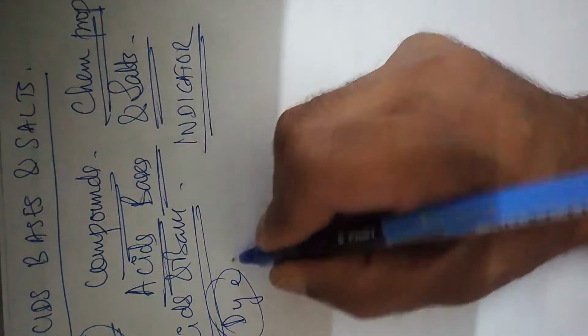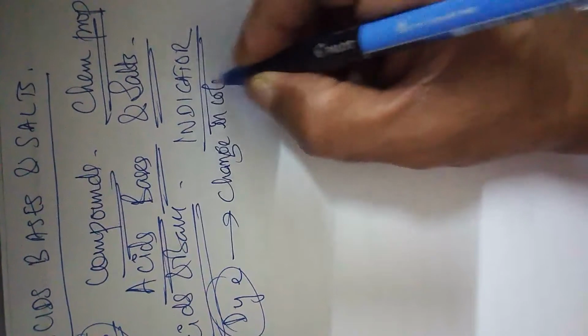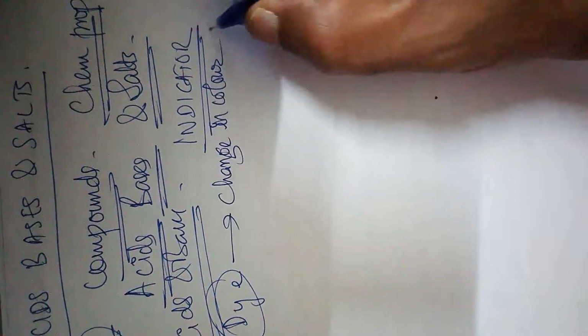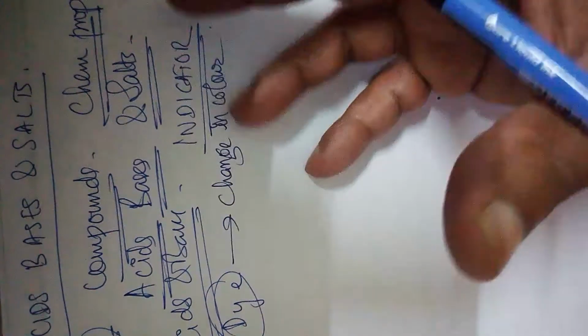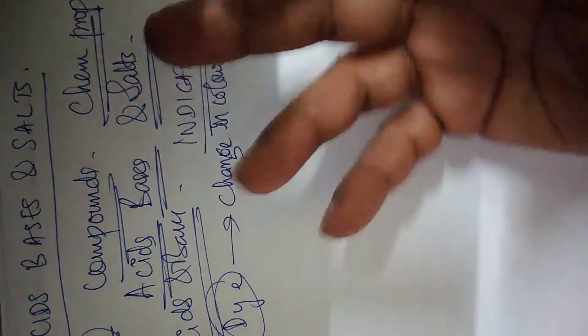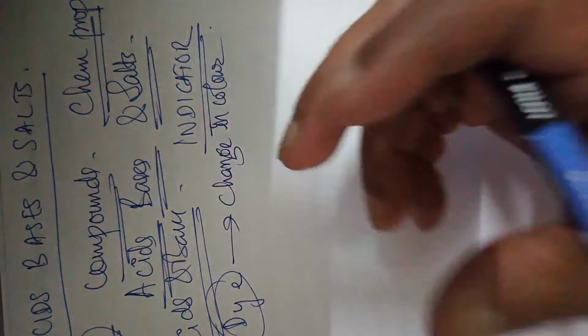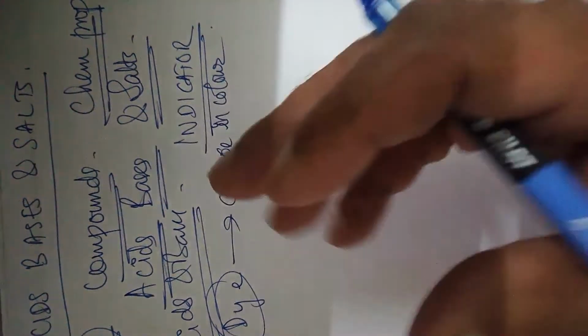It's a dye that changes color. An indicator is a dye that changes color when put in an acid or a base. It gives different colors in different media, like in acidic medium and in basic medium. Thus, an indicator tells us whether the substance we are testing is an acid or a base by the change in its color. In other words, it tells us whether the substance is acidic or basic.